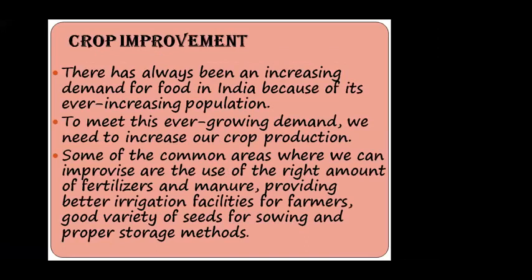There has always been an increasing demand for food in India because of its ever-increasing population. To meet this ever-growing demand, we need to increase our crop production. Some of the common areas where we can improvise are the use of the right amount of fertilizers and manure, providing better irrigation facilities for farmers, good variety of seeds for sowing, and proper storage methods, which are the basic agricultural practices.